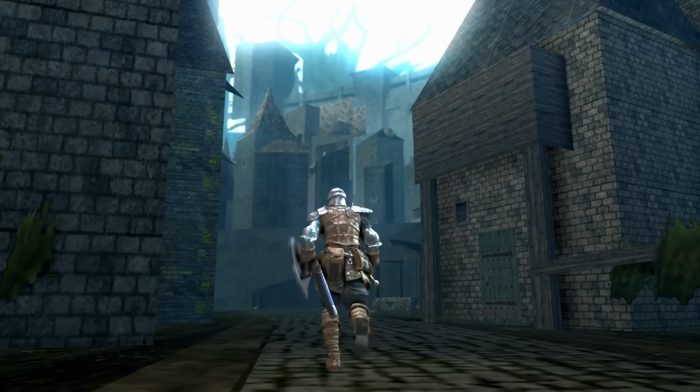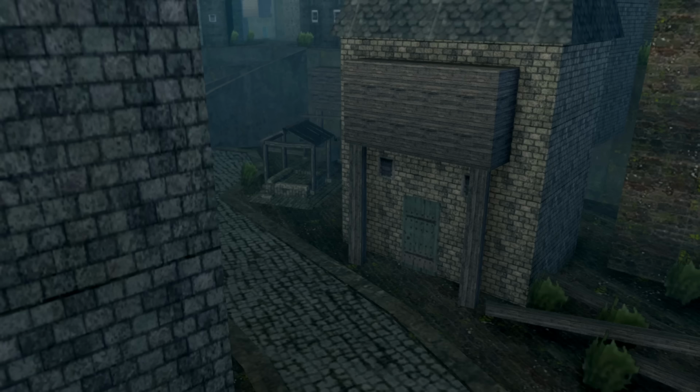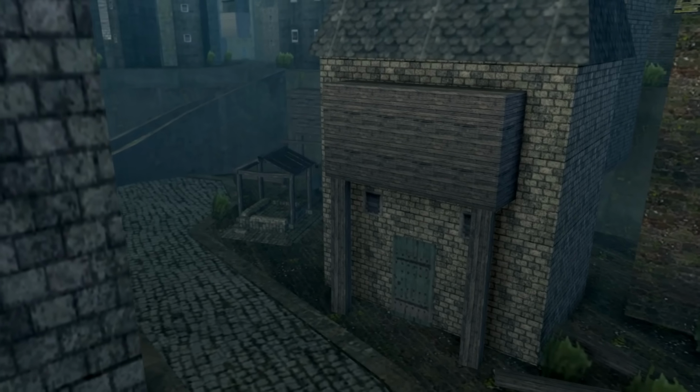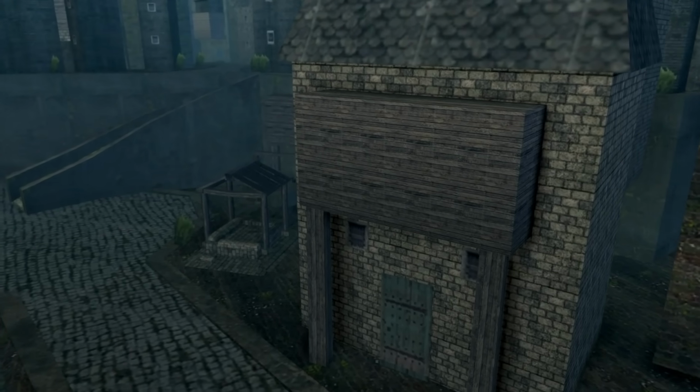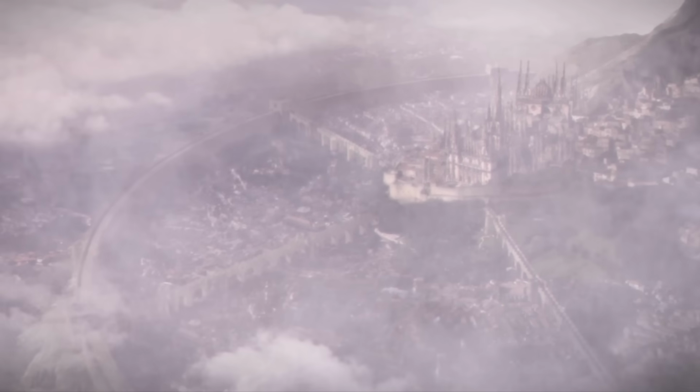But I've seen people ask about what this place is supposed to be. What's the lore behind it? My interpretation is pretty simple. It's meant to be a nondescript town positioned amongst the outer walls. It's one of many unseen towns in Lordran that surround Anor Londo, as depicted in the opening cutscene.